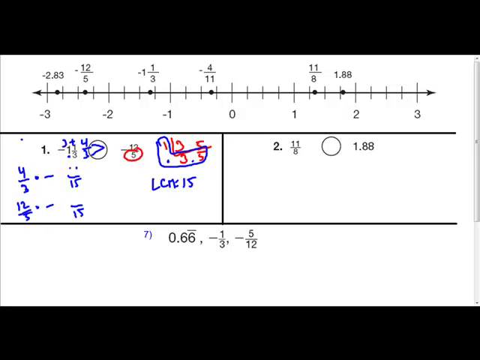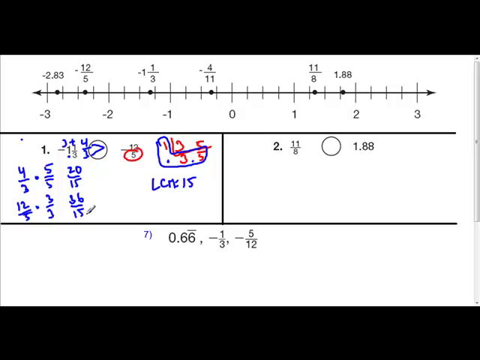Well, 3 times 5 is 15, so I have to put a 5 there. And 4 times 5 is 20. And 5 times 3 is 15, so I have to use a 3 here. And 12 times 3 is 36. So now I have 20/15 and 36/15, and that means this number right here is greater than this number.